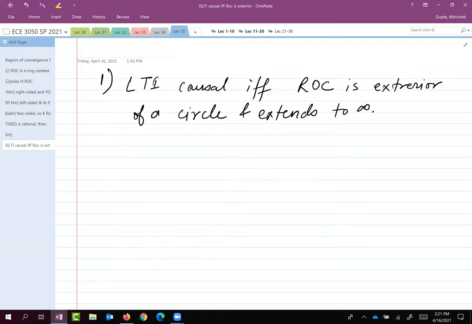So I have an LTI system. I don't know whether it's causal or not, but I look at the system transfer function and I look at the region of convergence. And if I see that the region of convergence is exterior of a circle and extends all the way to infinity, then it means that the LTI system is definitely a causal system. And of course, the converse also holds.